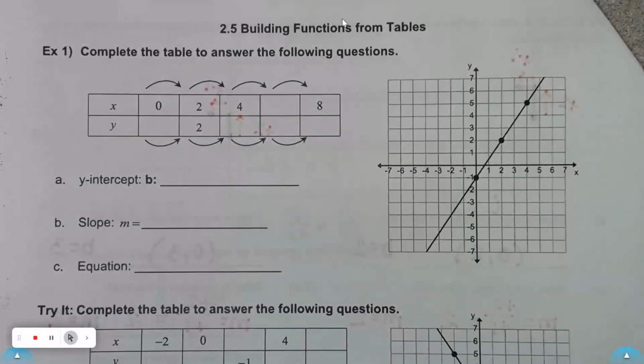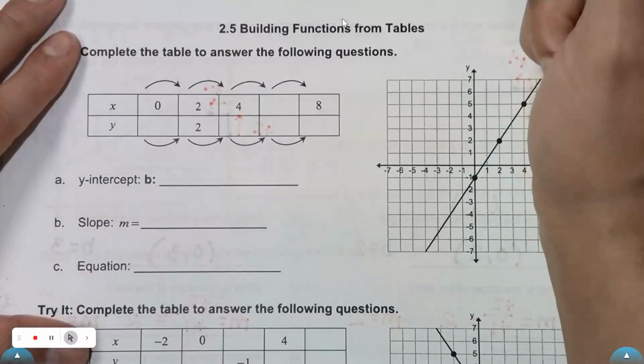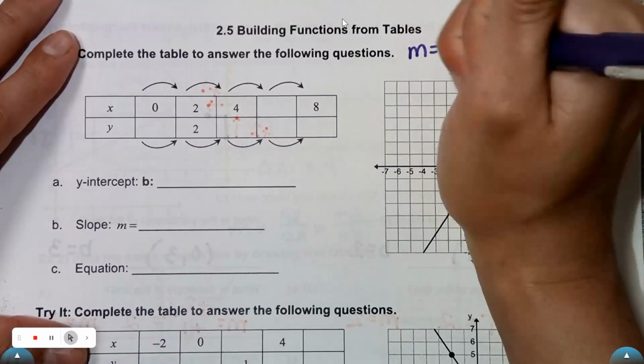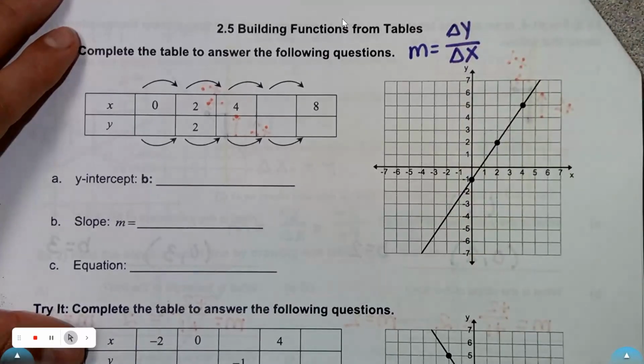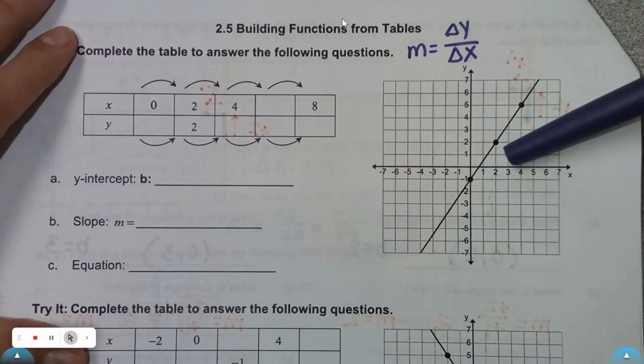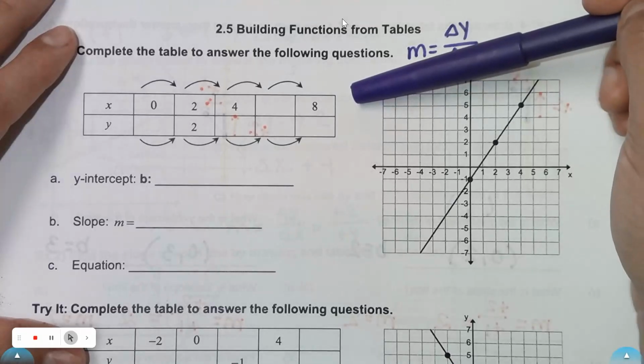All right, so we're going to be building functions from tables. So now we are going to be given a table, and the table will help us create our equation. Remember, again, I can't stress this enough. Your m is your y over your x, right? Your change in y over your change in x. We have to use these coordinates to help fill in our table. Okay, so what do I mean by that?